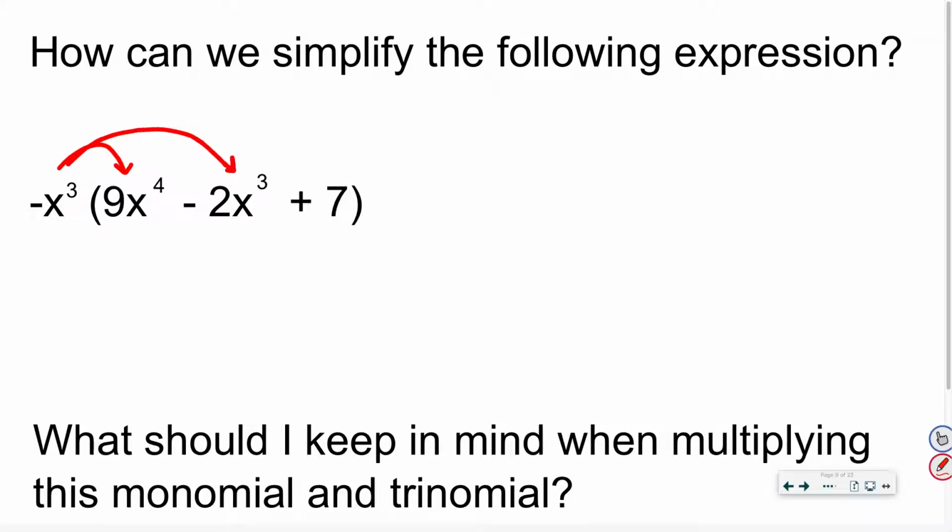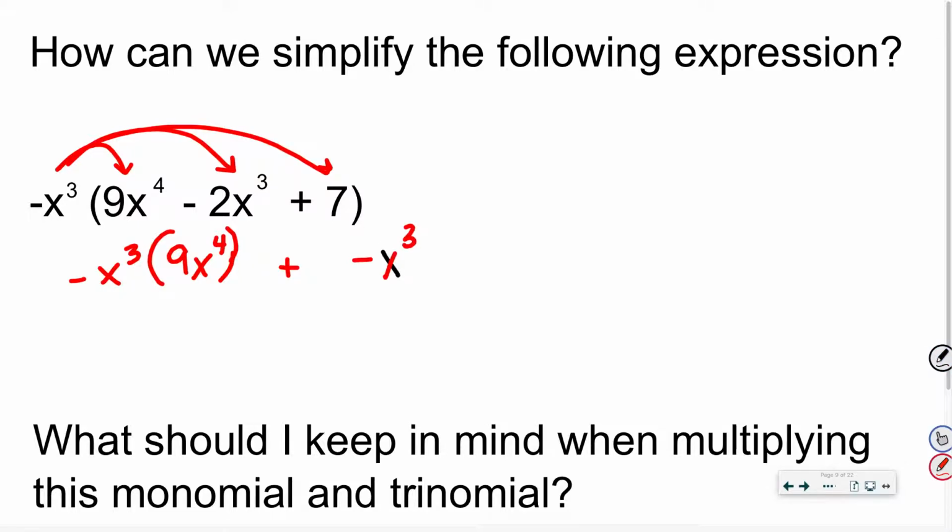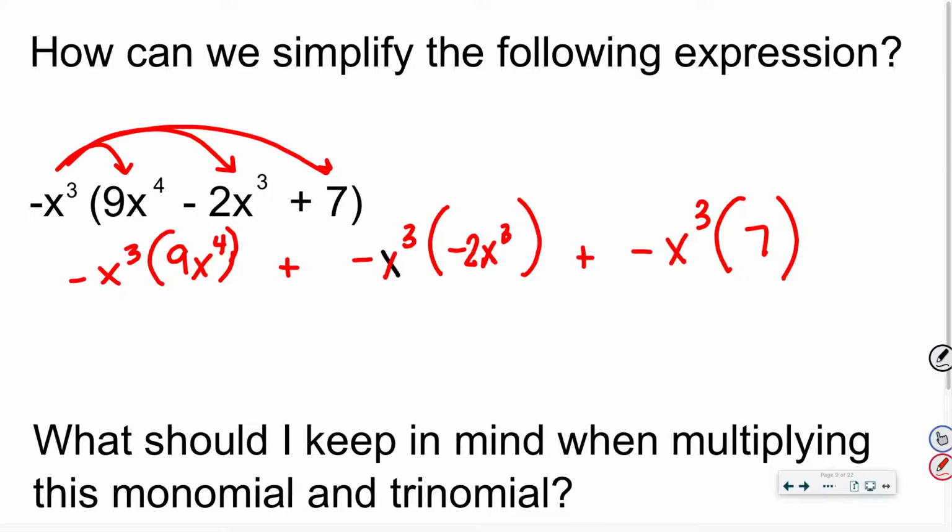So if you're going to distribute here, you are multiplying that negative x to the third times everything. So what are we really doing? Negative x to the third times 9x to the fourth, plus a negative x to the third times negative 2x to the third, plus a negative x to the third times a 7. You don't have to break it out. You could just show the multiplication.